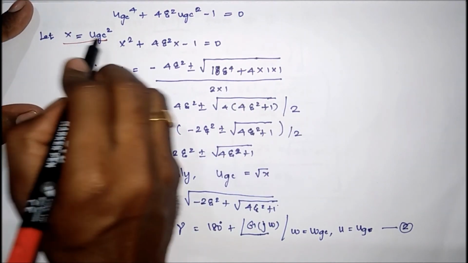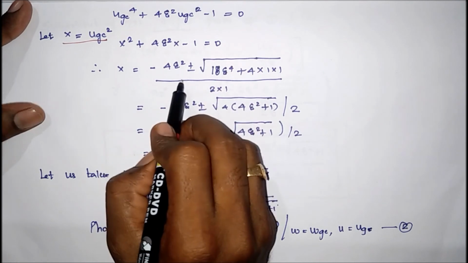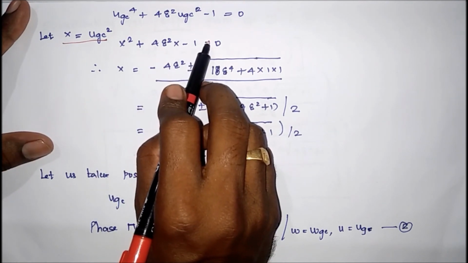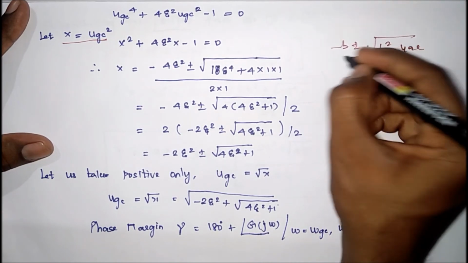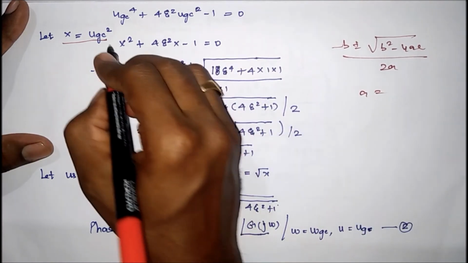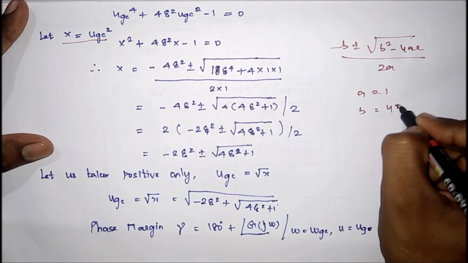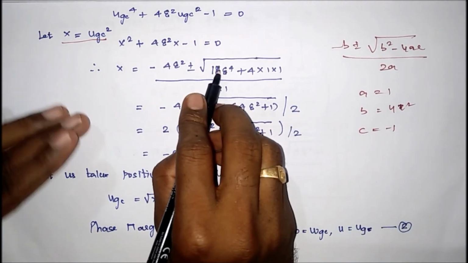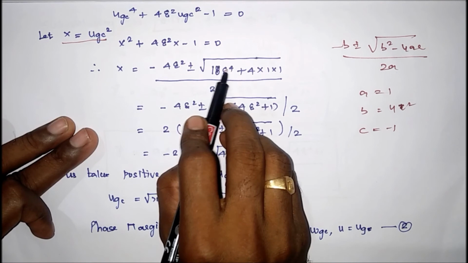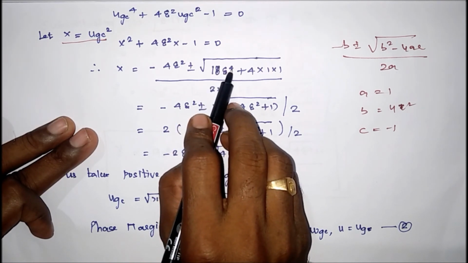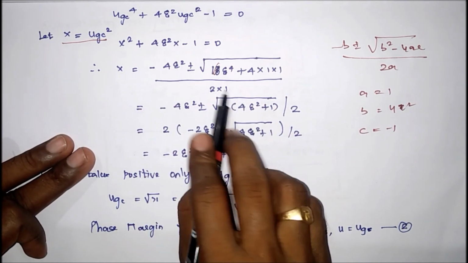So we are going to consider x equal to u_gc square. It will become x square plus 4 eta square x minus 1. Now this is your quadratic equation. To find the solution, we already know minus b plus or minus square root of b square minus 4ac divided by 2a. Here a equals 1, b equals 4 eta square, c equals minus 1. We have to substitute into this equation. So minus b, square root of b square, 4 eta square already b, so 16 eta power 4, plus 4ac, divided by 2a, which is 2 into 1.